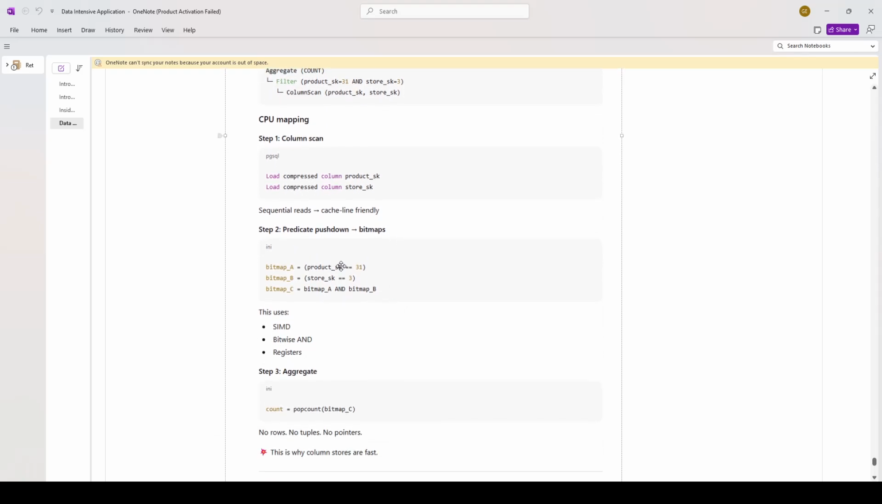Step 2, predicate push down to bitmaps. Bitmap_a = product_sk = 31. Next line, bitmap_b = store_sk = 3. Next line, bitmap_c = bitmap_a and bitmap_b. This uses SIMD, bitwise AND registers.